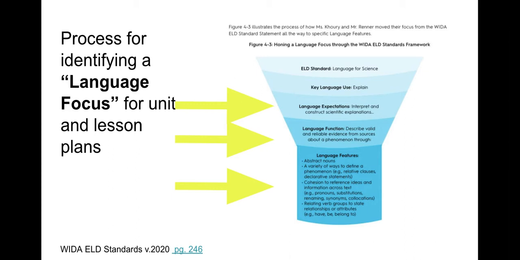Remember, language expectations are what you will do with the language. A language function is the language you will use, for example, describe. And language features are ways that you can use language. Remember, the goal is not to pick something just for the sake of choosing a language feature or a language function. Rather, it's to look at what the students need to learn and ways that they need to use language in order for them to be successful in meeting the standards and learning the content.